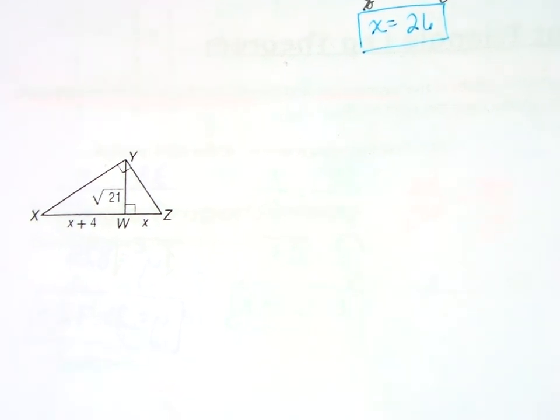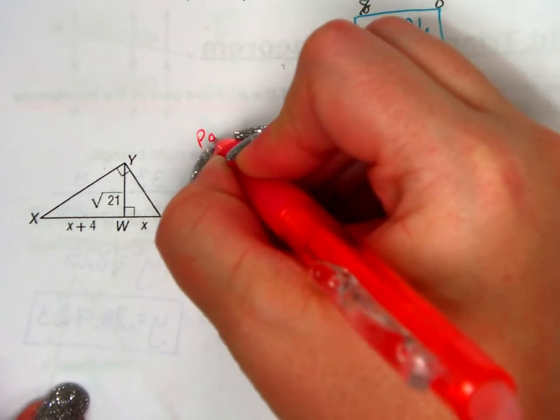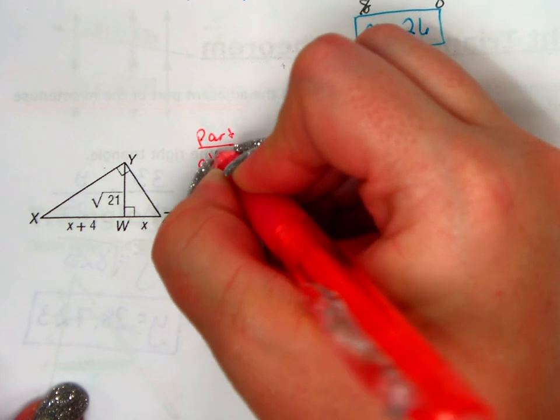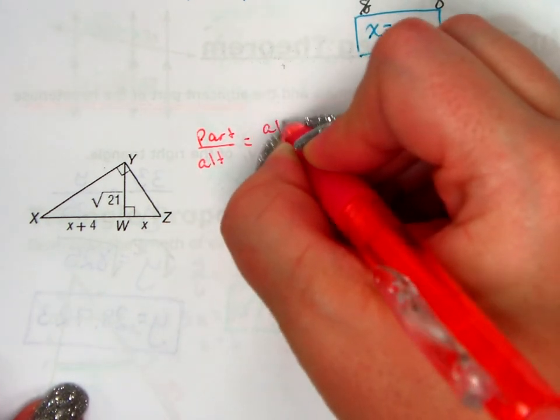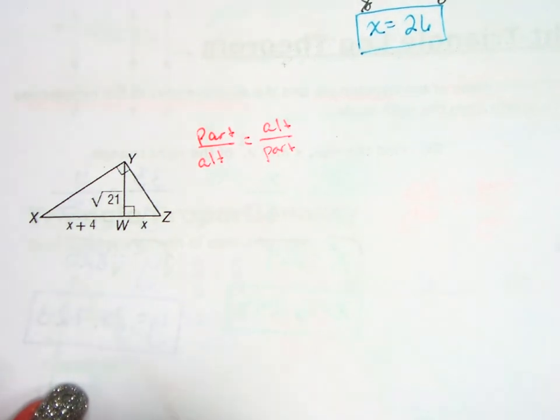All right. This is a fun one, too. Leg theorem or altitude theorem? Altitude theorem, right? We don't have the legs. We're not trying to find the legs. We don't care about the legs. Okay? But we do know the altitude, and we're looking for the parts of the hypotenuse. So this is going to be the altitude theorem again, which is part over altitude equals altitude over part.